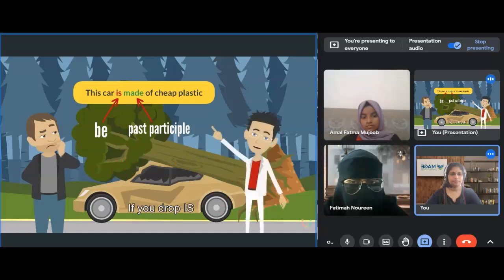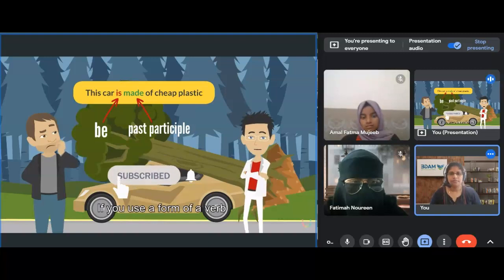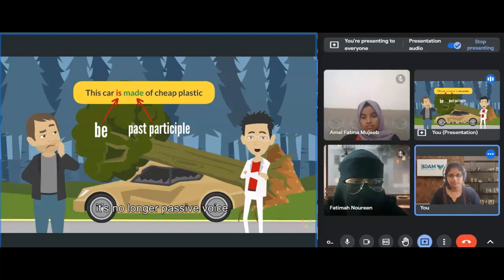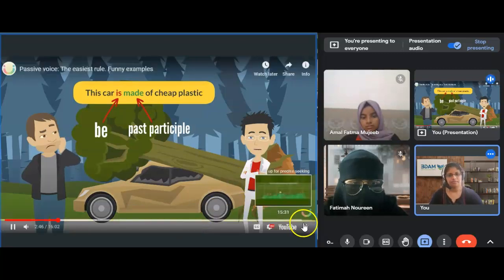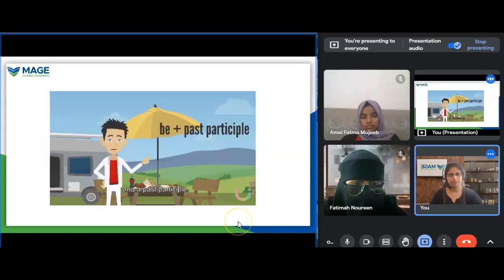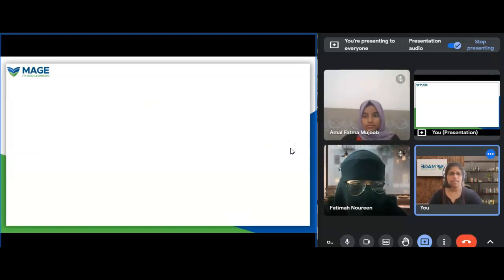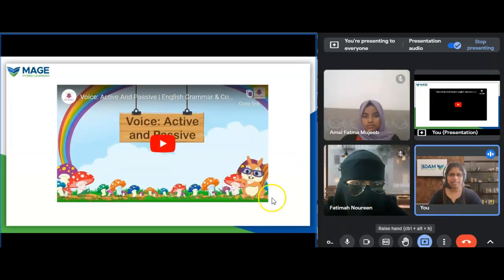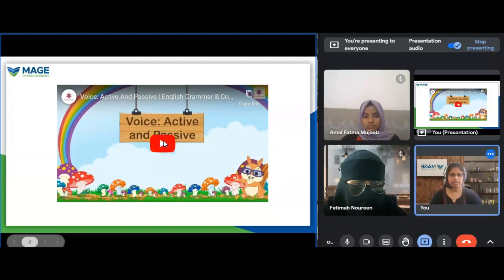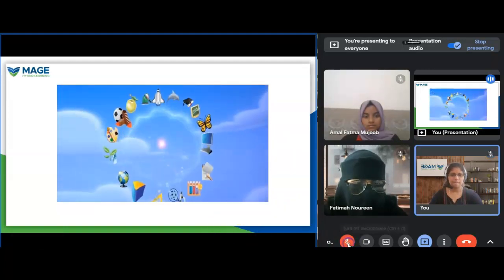Made of cheap plastic. If you drop is from the sentence, it's no longer passive voice. If you use a form of a verb other than the past participle, it's no longer passive voice. Keep that in mind. In the past tense, we use the past forms of be and a past participle.